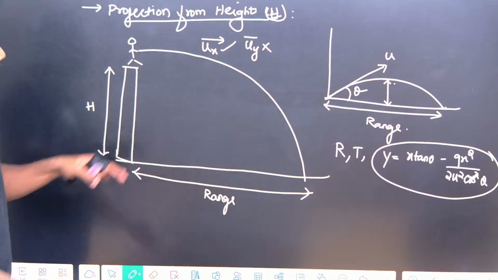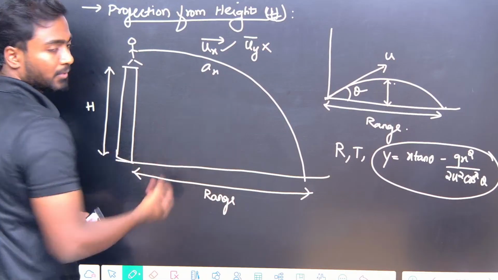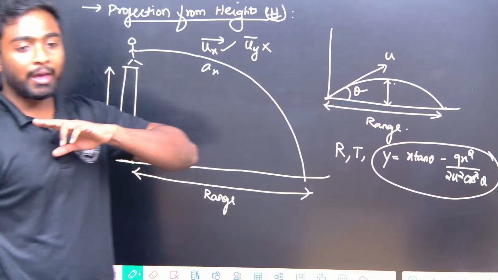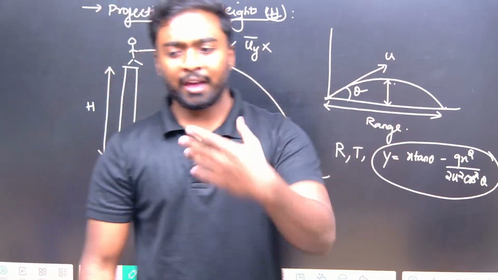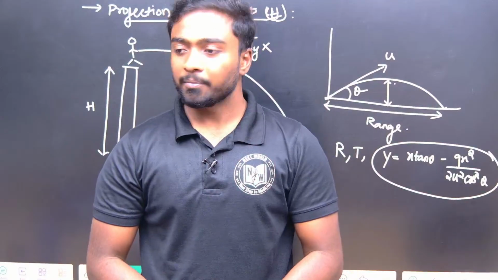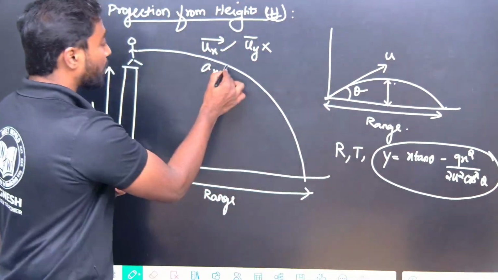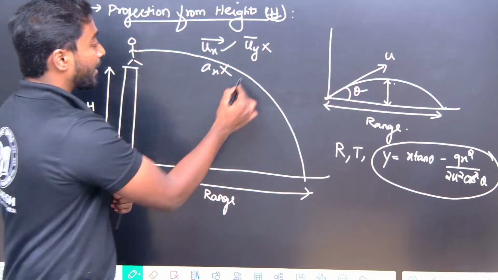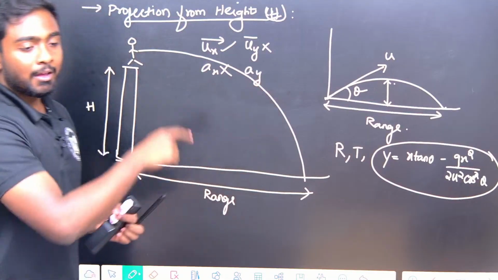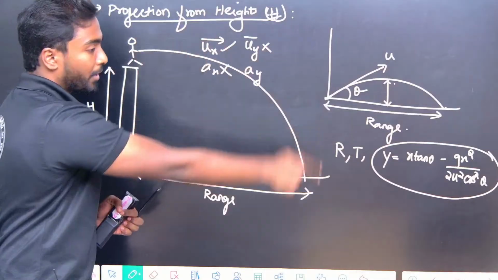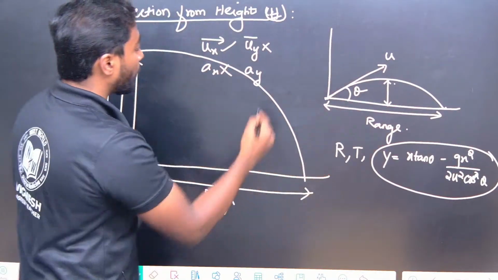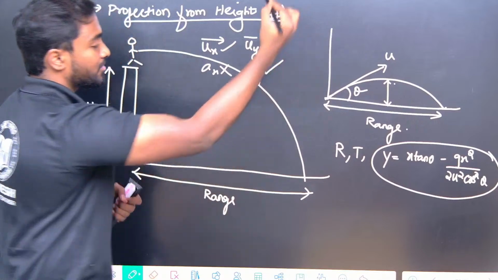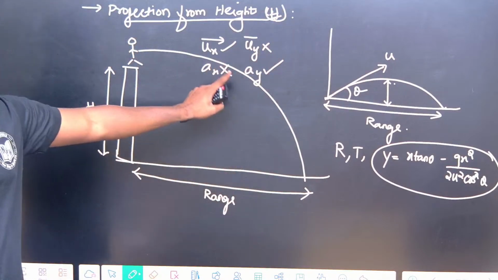What about ax? Is ax there? Like acceleration due to gravity in the horizontal direction, is anything there? If I am walking, is any gravity opposing me in the horizontal direction? Nothing, right? So there is no horizontal acceleration, but there is a vertical acceleration. This is why the object is going down. Otherwise it would go in a straight line only, no? So in the vertical there is acceleration, that is gravity. So these are the things there.